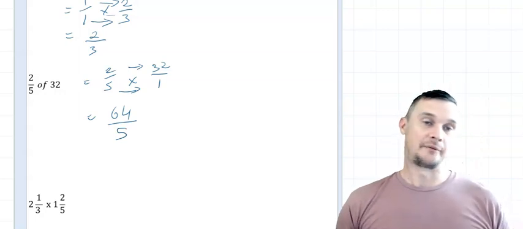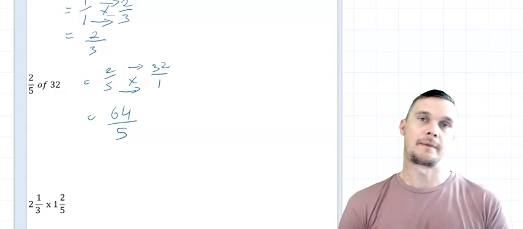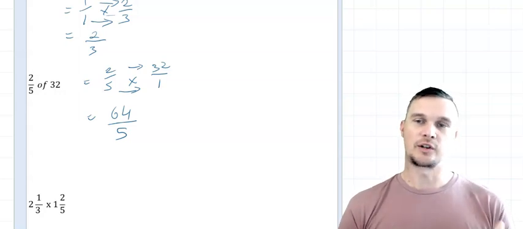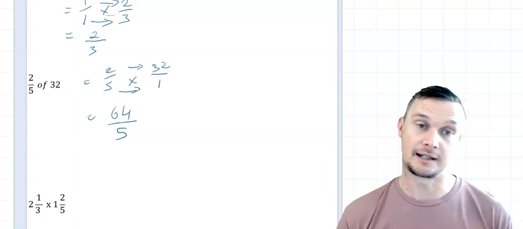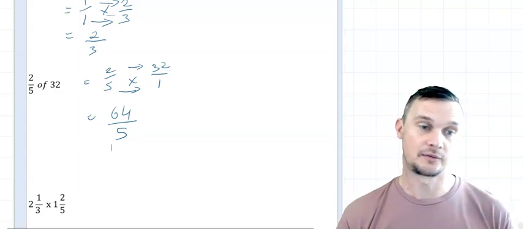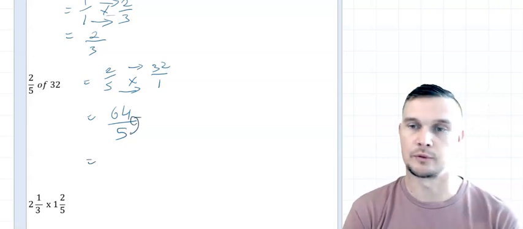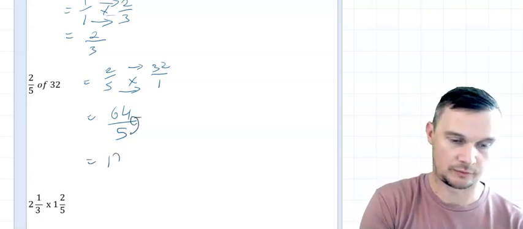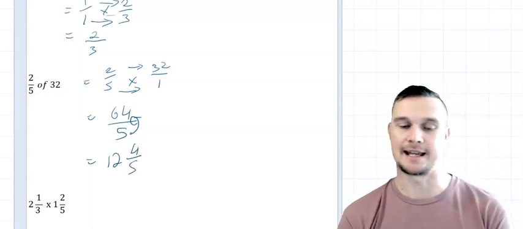So now that I have an improper fraction, I want to turn this into a mixed number, because I want to use our maths manners. So I'm going to convert this here quickly to a mixed number. Okay, so I know that 5 goes into 64 12 times, so it'll be 12 whole, with 4 left over, and 5 the denominator stays as is.